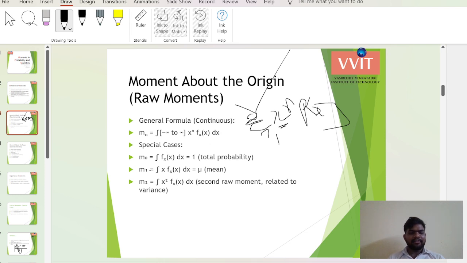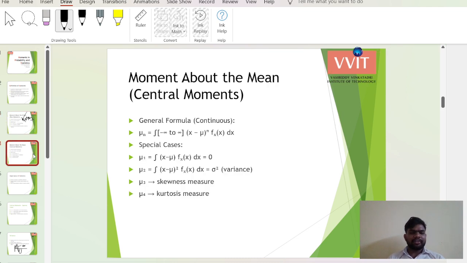They have special cases where m naught is equal to the integral of f of x dx. m naught is equal to 1. That is the total probability. M1 is equal to the integral from minus infinity to infinity of x into f of x dx, which is equal to mu. That is the mean. M2 is the second moment, which is also related to variance. Next, this is the moment about the mean, that is, the central moments.